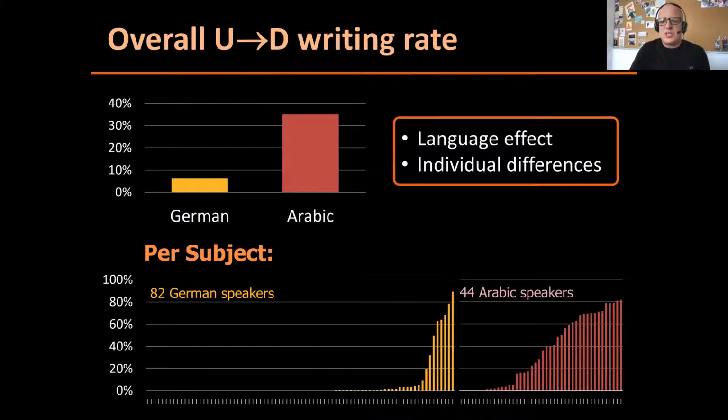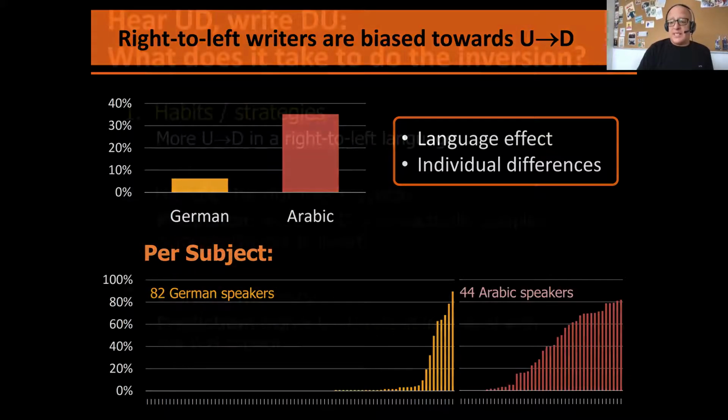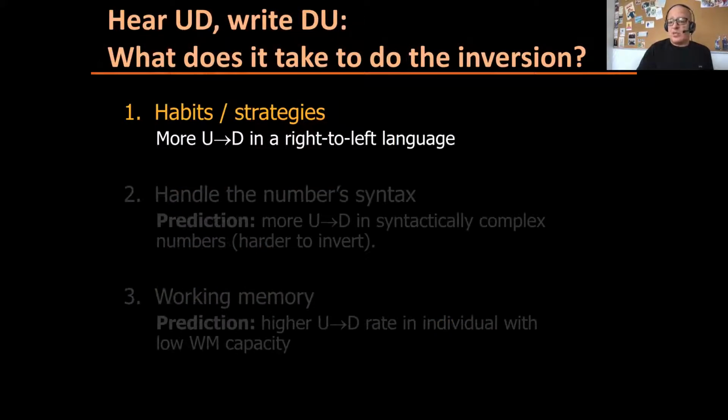And you can also see that there is large individual variability here. So in German, about 80% of the people almost never failed to apply the inversion. Most of them just wrote from left to right. And this looks definitely like an effect of language, which might indicate that it's a matter of habit or strategies that may depend on the reading direction.